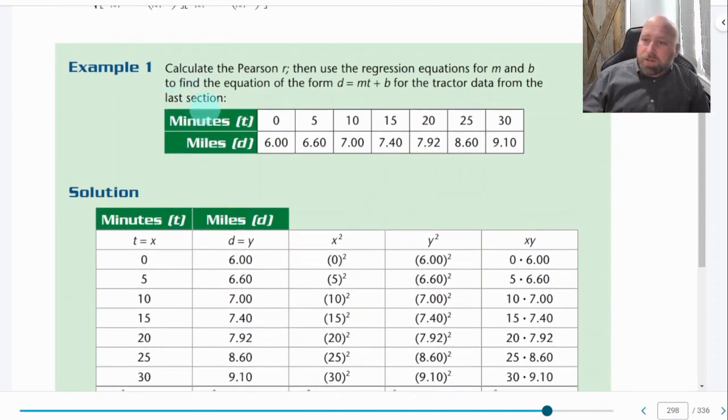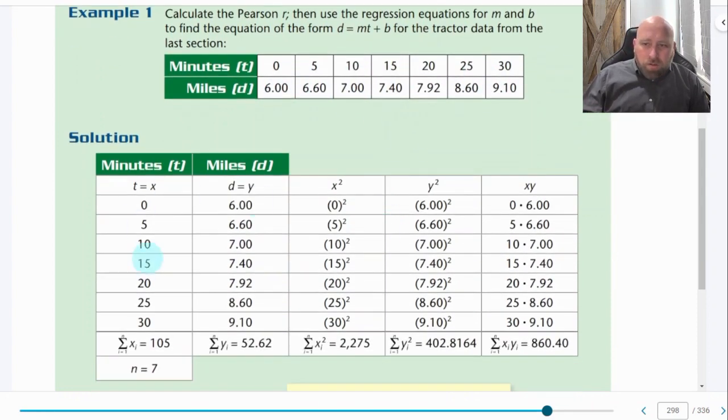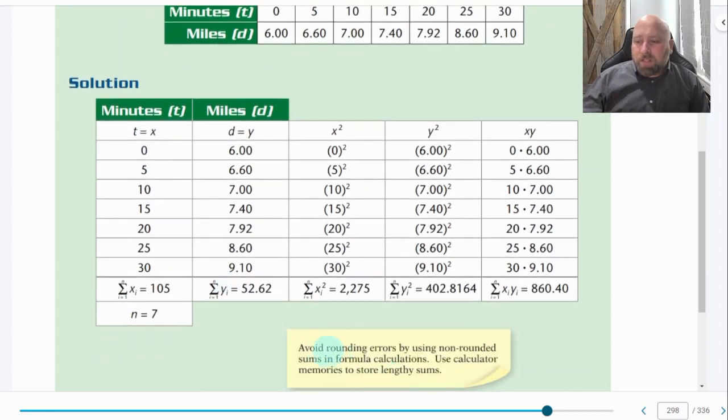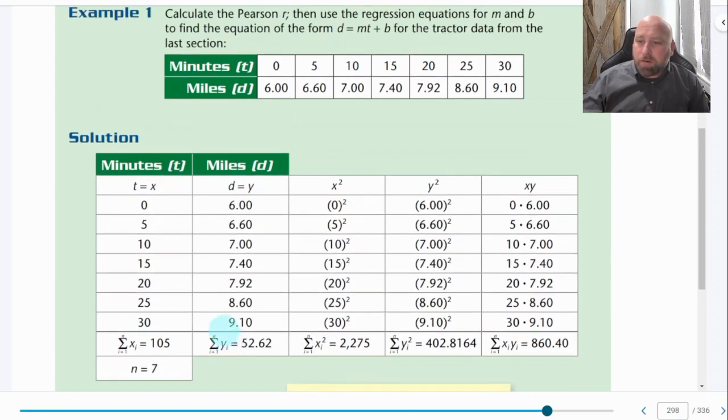All right, so here's our question. Calculate the Pearson R. So here's the information from our chart. Well, you could actually do this whole thing if you wanted to, and you could write this whole chart out if you felt like it. I mean, if you feel like doing that, that is great, but I'm going to show you a big time shortcut right here. So if you see this note down here, it says to avoid rounding errors, use calculator memories to store lengthy sums. I'm going to show you how to do that. Maybe you already know how, and that's awesome, but I'm going to show you how to do it. So let's save some time, and we don't have to sum this whole thing up. Let's take a look at this.